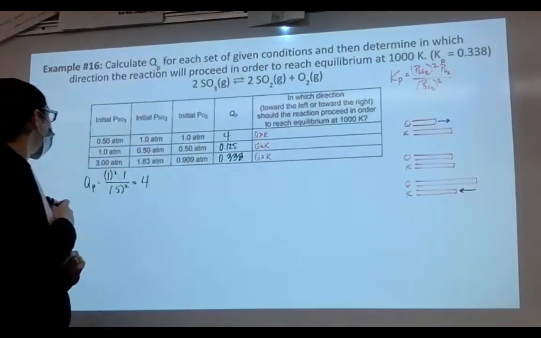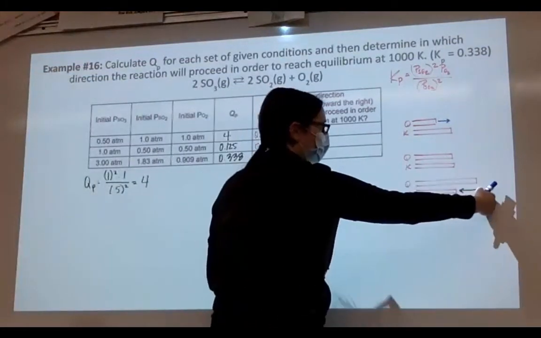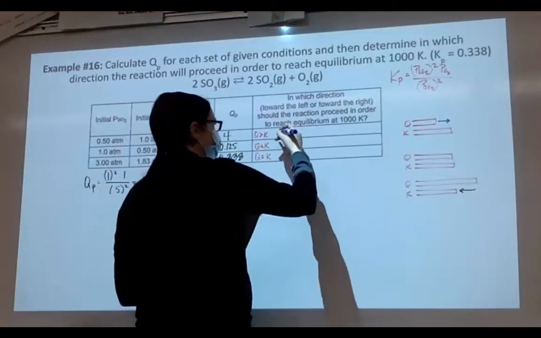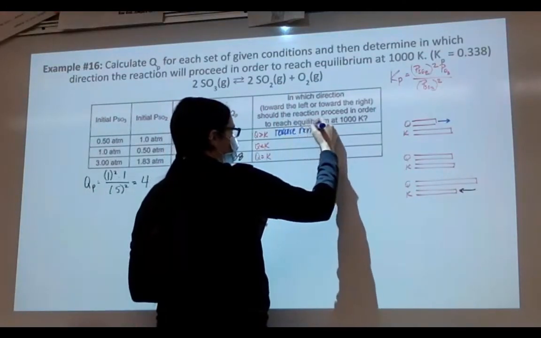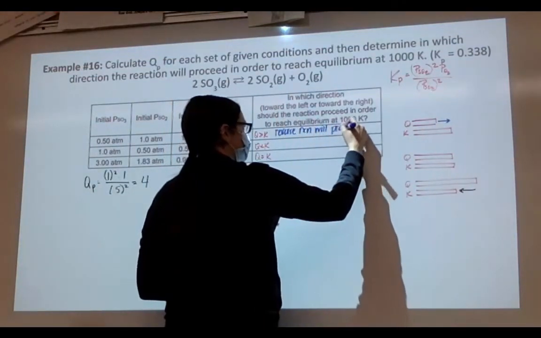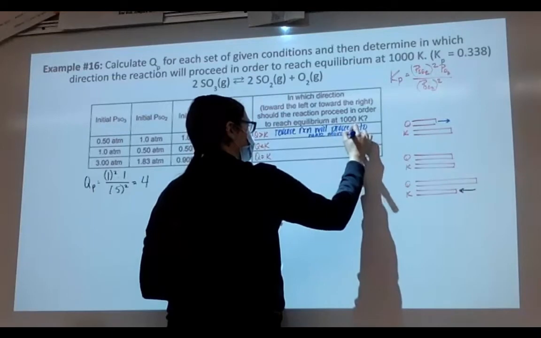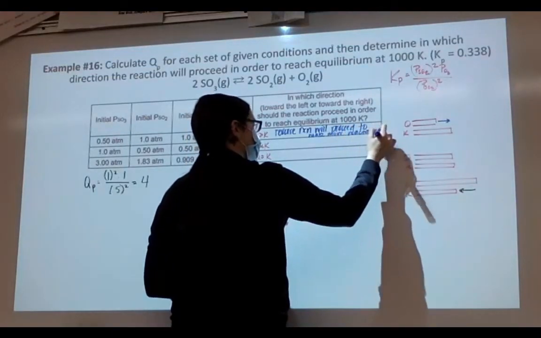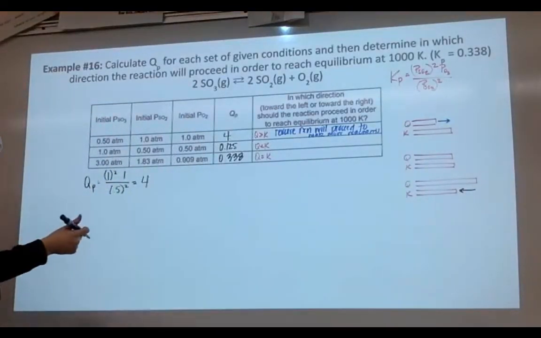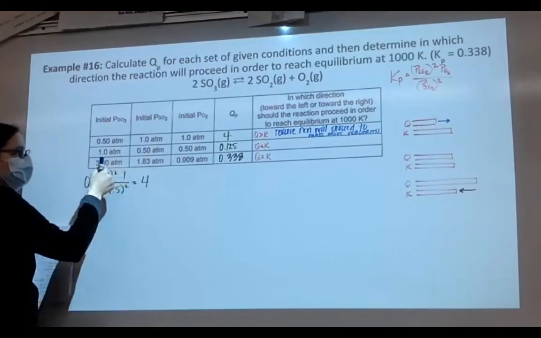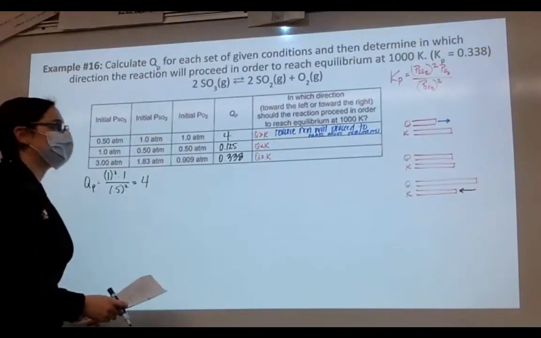So in the first scenario, Q is greater than K. When Q is greater than K, we need to make more reactants. So we'll say the reverse reaction will proceed to make more reactants. When Q is greater than K, we need to decrease the value of Q, and to decrease the value of Q, we need less in the numerator, more in the denominator. So we'd say the reverse reaction will proceed.